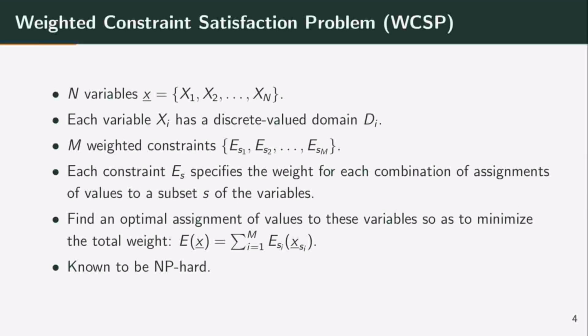Formally, a weighted CSP is defined by n variables, and each variable has a discrete value domain from which it can take a value. It also has m weighted constraints. Each constraint specifies the weight for each combination of assignments of values to a subset S of the variables. The problem is to find the optimal assignment of values such that the total weight is minimized. The total weight is simply the summation of all weights in the individual constraints. Since it is a generalization of the CSP, it is naturally NP-hard.